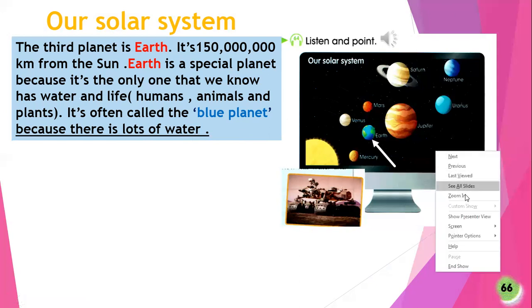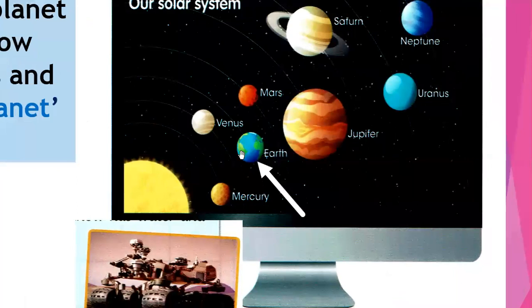So the third planet, as you see in the picture here, the third planet is Earth. It's our planet. And we call this planet the blue planet.